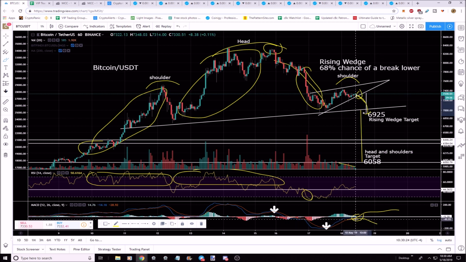Here's your signal that says we might roll over. Then we roll over, this breaks lower. All of a sudden, we go into our head and shoulders, gets confirmed, and then we end up at 60.58. Don't know if it's going to happen, but I want you to know that it could.